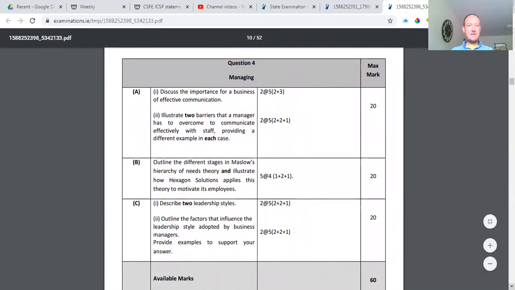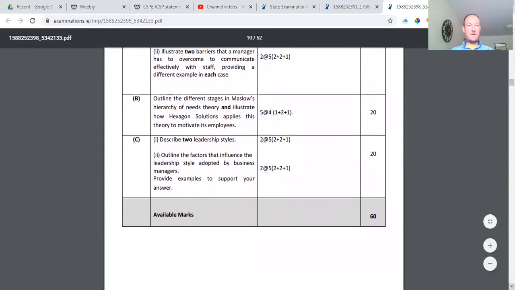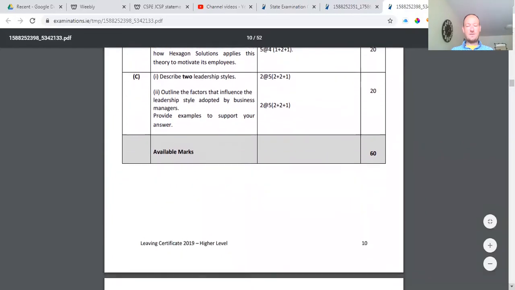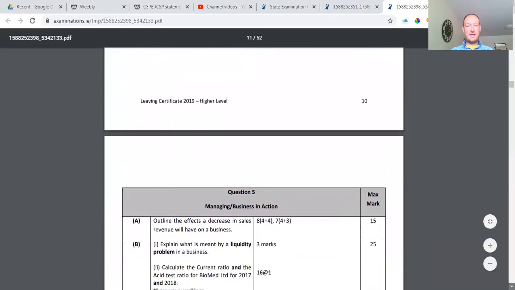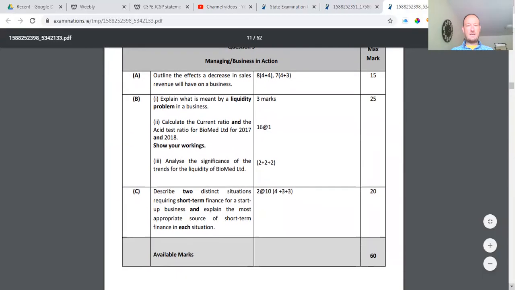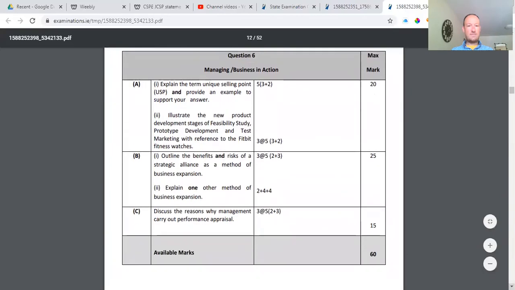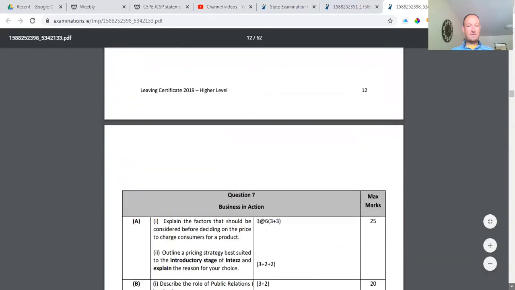And same idea, you want to be giving your state, explain, and examples all the way through all these questions for section 3, and just be aware of where the marks are being broken down. So you break those down a bit further to analyze them, and you'll get to that end. So outline the effects of decrease. This is managing business and business in action from units in the book, and again, marks are broken down there for you. Question 6, again, there's no point repeating myself. And question 7.